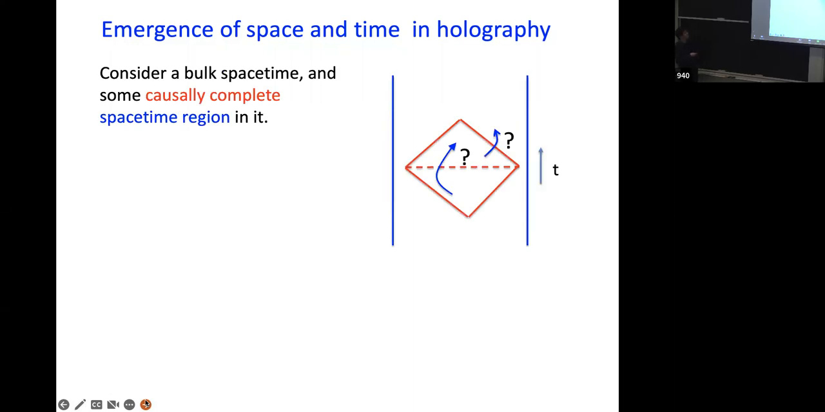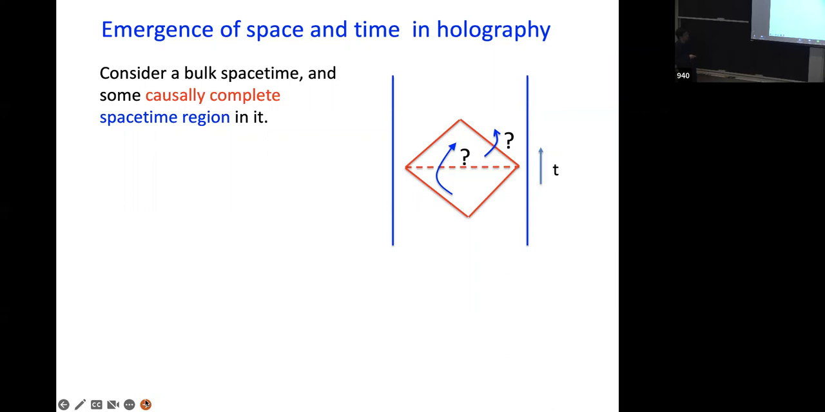More generally, we can consider just some arbitrary spacetime region in the bulk. For example, let's consider AdS in the vacuum, which I draw as a cylinder. This is the boundary, and this is AdS in the vacuum. You can also ask, let's consider this causal diamond in the box, which does not touch the boundary. In principle, you can define this causal diamond in a diffeomorphism-invariant way.